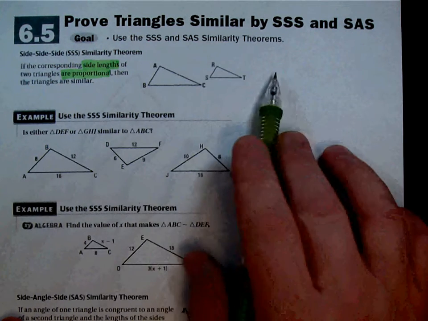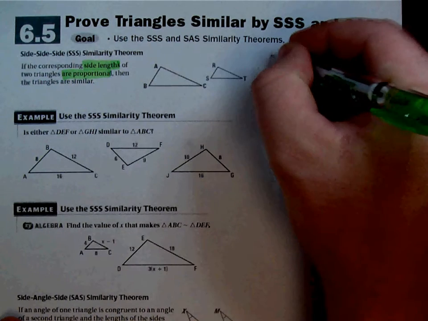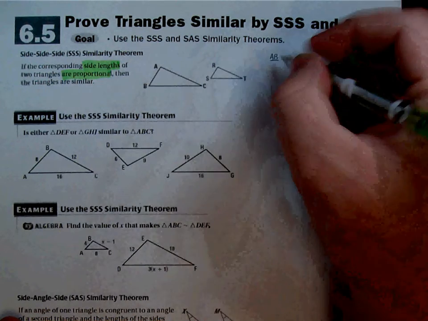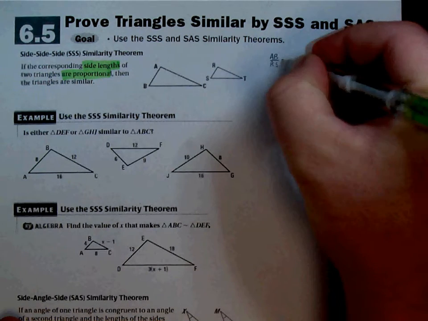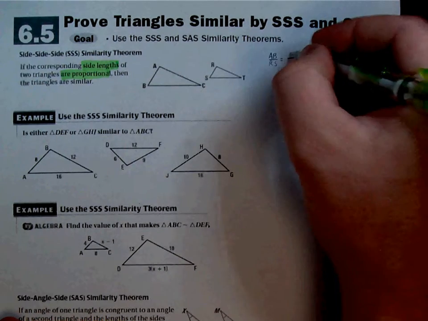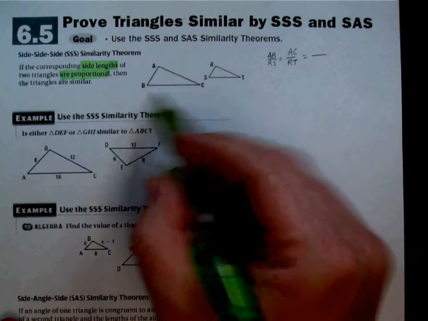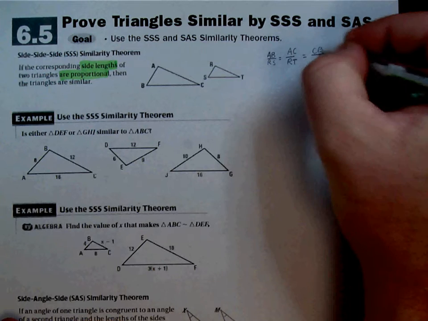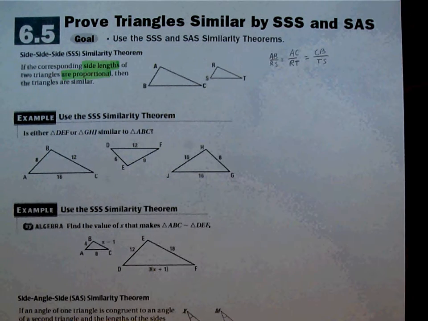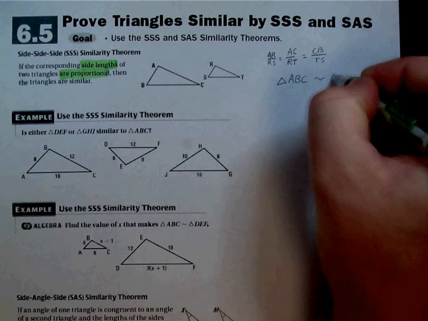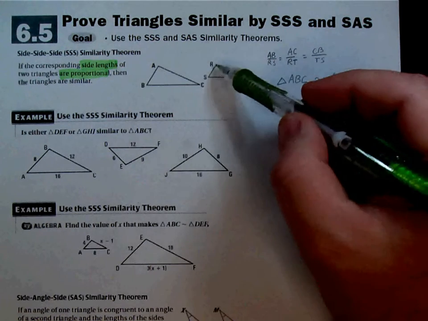So what that would look like in this picture, side AB, if the sides are going to be proportional, I have to make a ratio of AB to RS. And that ratio will have to equal AC to RT. And that ratio has to equal the bottom side, CB, to TS. If all three of those ratios are equal, then they're proportional. And that would allow me to then make the conclusion that the triangles are similar. So I would be able to then conclude that triangle ABC is similar to triangle RST.